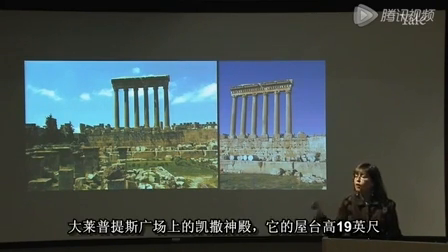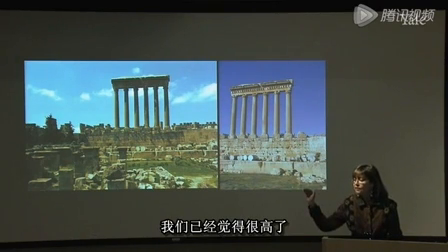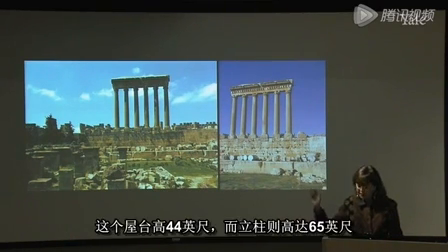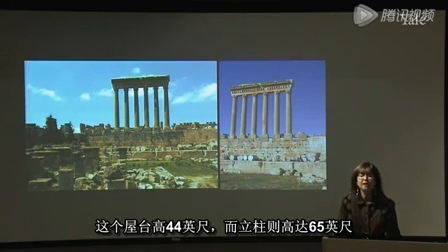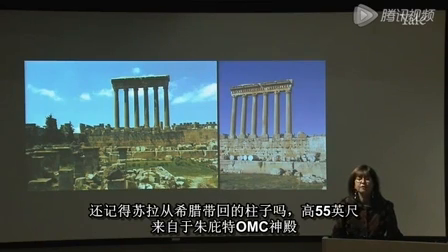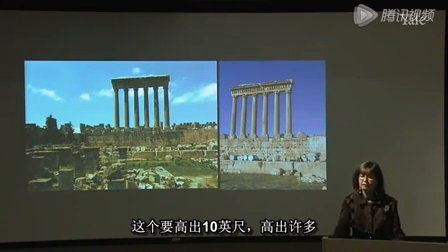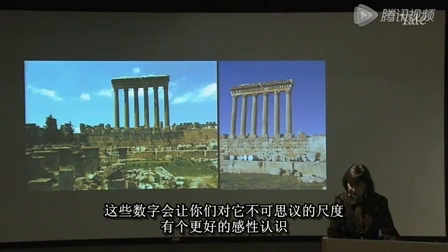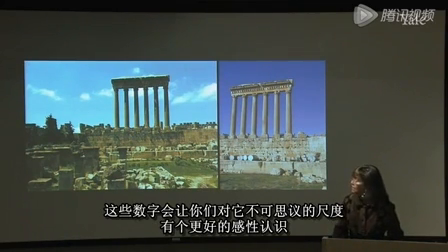The podium at the Temple of the Divine Augustus at the Forum at Leptis Magna was 19 feet tall, and we thought that was big. This is 44 feet tall, and the columns were 65 feet tall. And remember those columns that Sulla stole from Greece, 55 feet tall for the Temple of Jupiter Optimus Maximus. These are much taller than that. So it gives you some sense of the incredible scale of this structure.